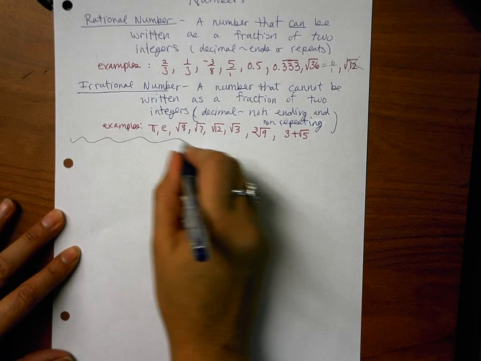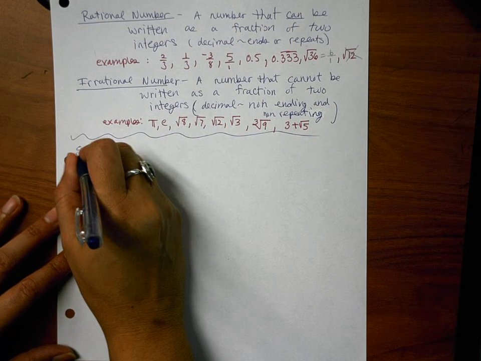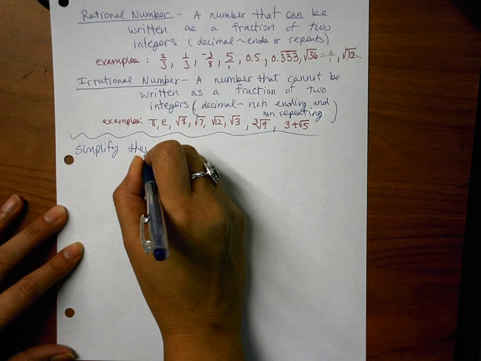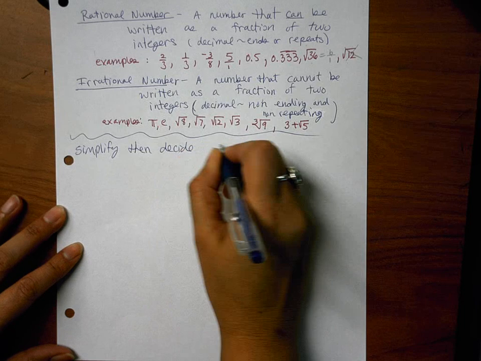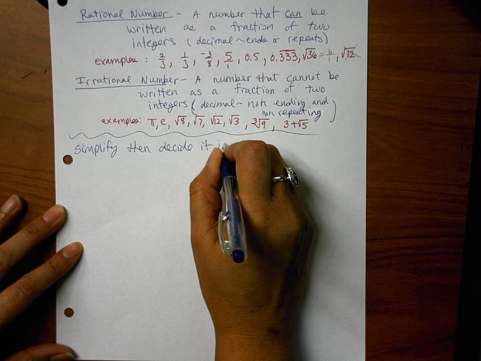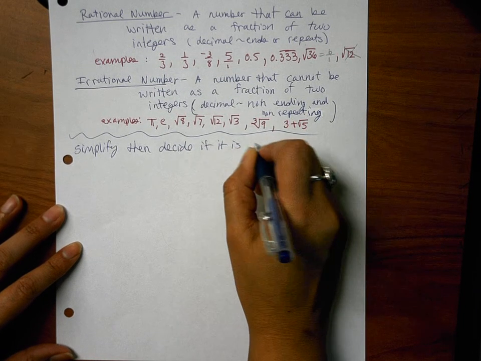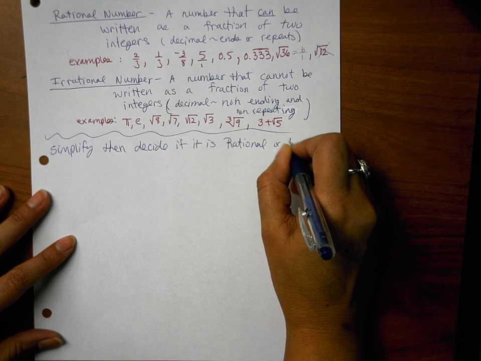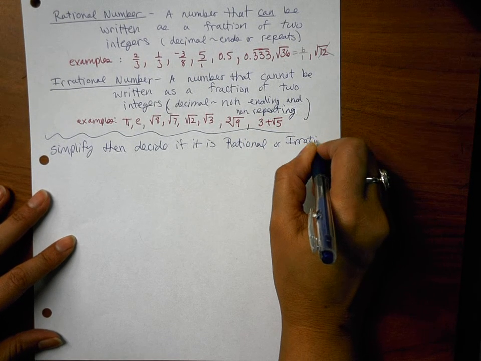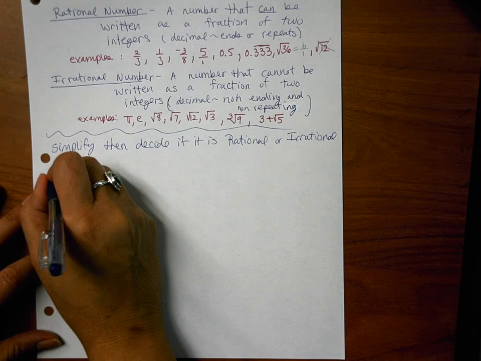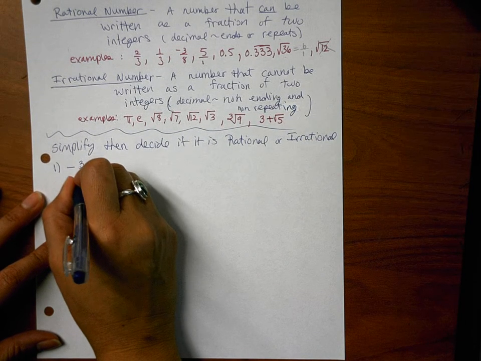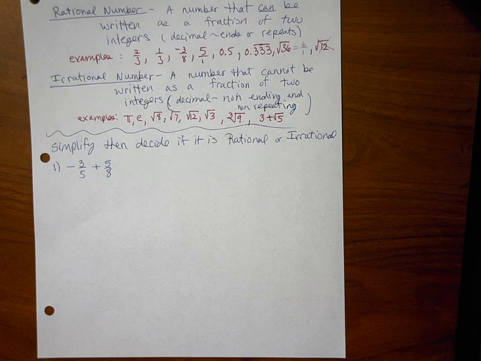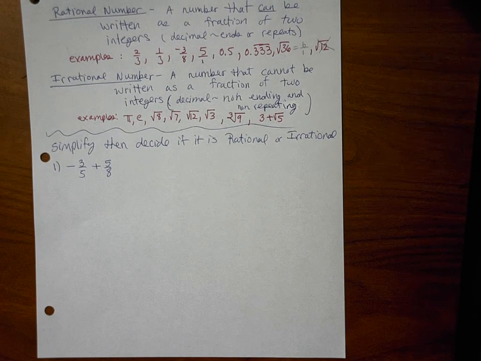We are going to move on to examples. We're going to simplify, then decide if the number is rational or irrational. Number 1, -3/5 plus 5/8.